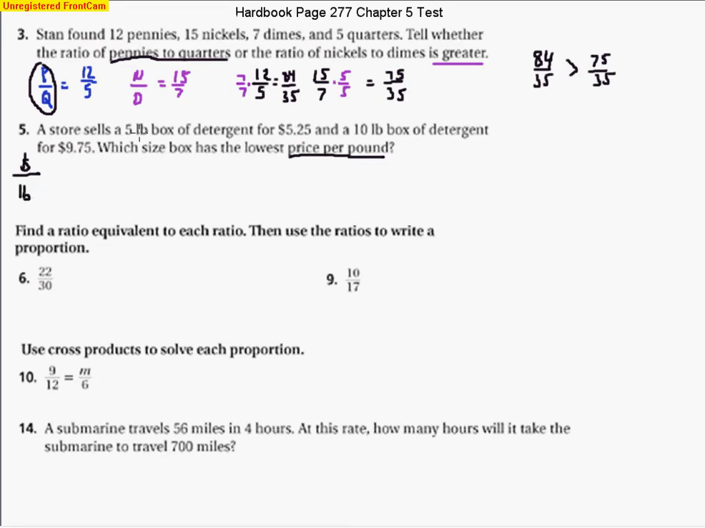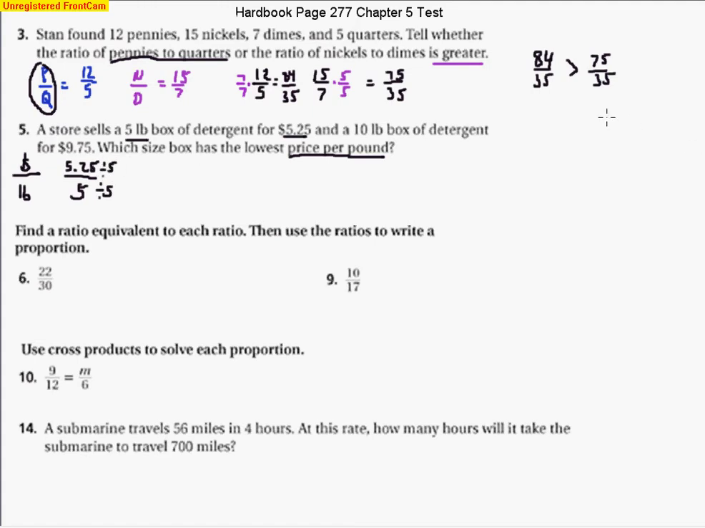So let's set that up. So price for this first one is $5.25. So that goes on top. And then the 5 pounds goes on the bottom. So what I want to do is change it so it's just a dollar amount for 1 pound. Per means divide. That's this fraction bar here. So what I'm going to do is reduce the fraction by dividing by 5.